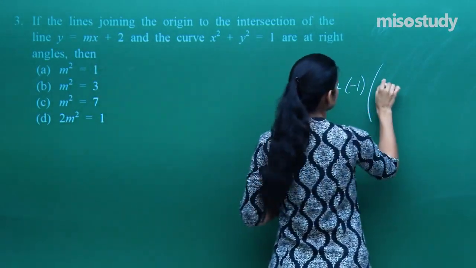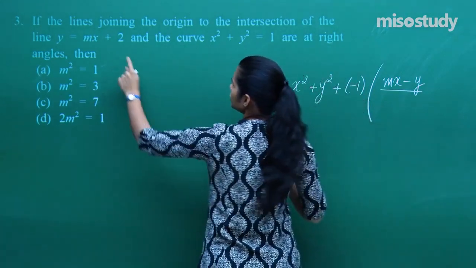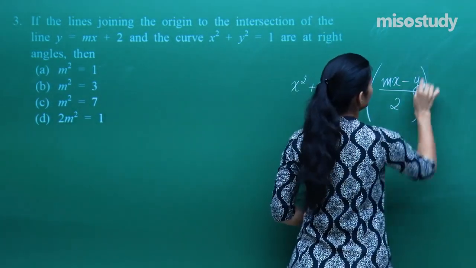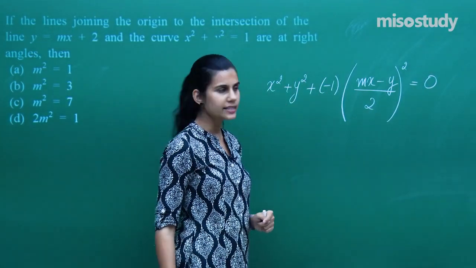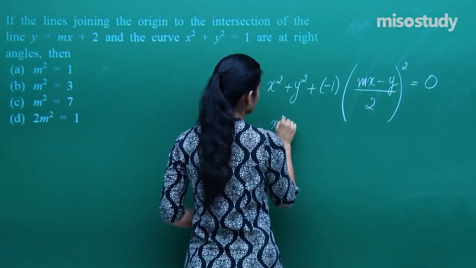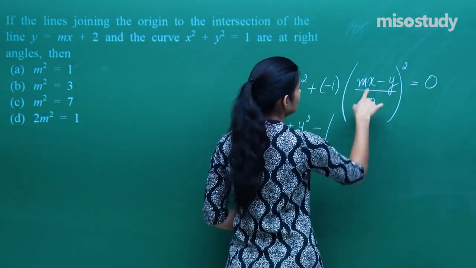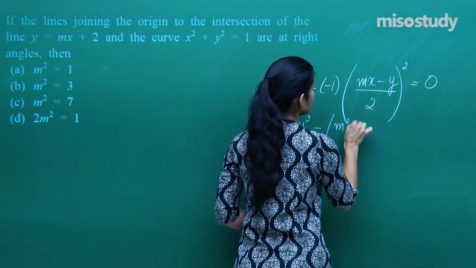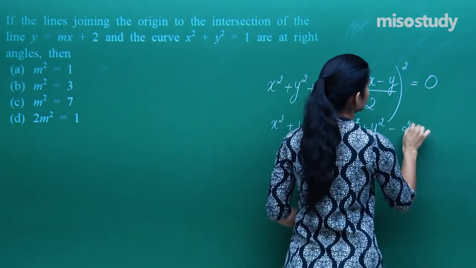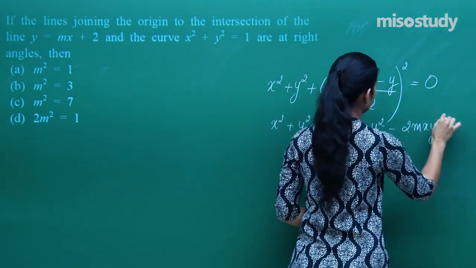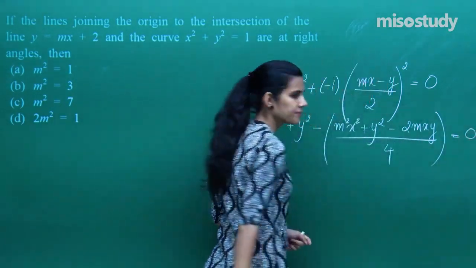So mx minus y upon 2 whole square equals 0. We've done this in the pair of straight line section. So this becomes x square plus y square minus, what is this? m square x square plus y square minus 2mxy whole upon 4 equals 0.